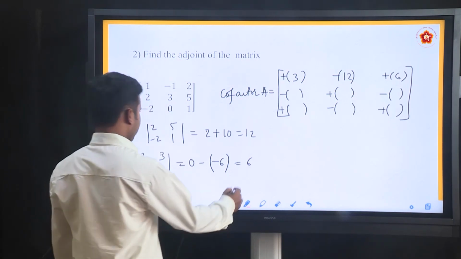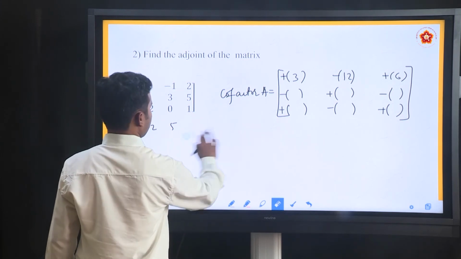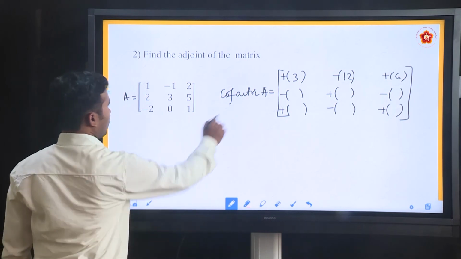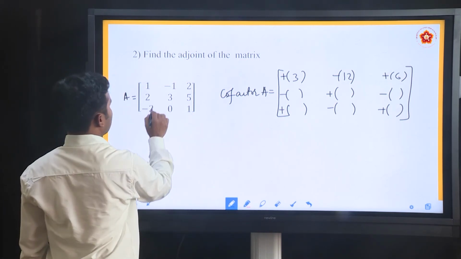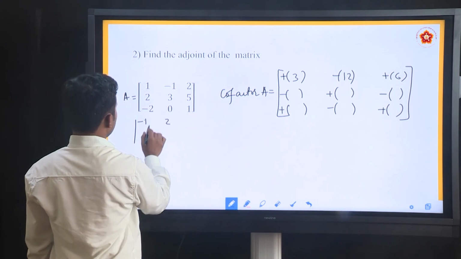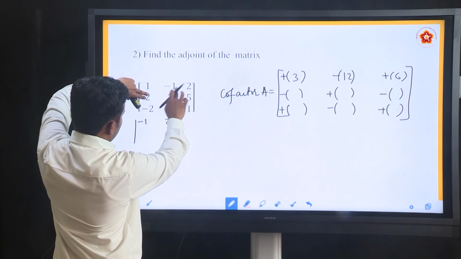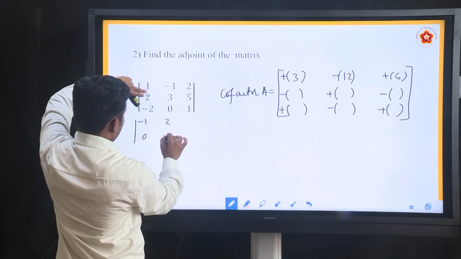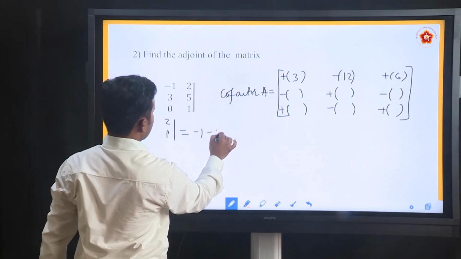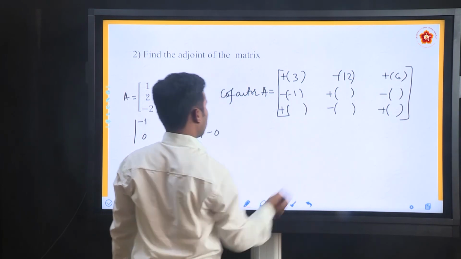Similarly, here you just delete the second row, first column. You take the determinant of minus 1 2, 0 1. What is this? Minus 1 minus 0, which is minus 1, right? With the sign, it will become plus 1, right?